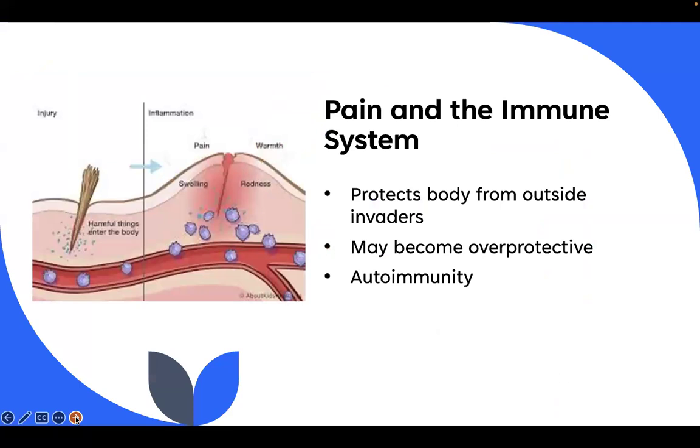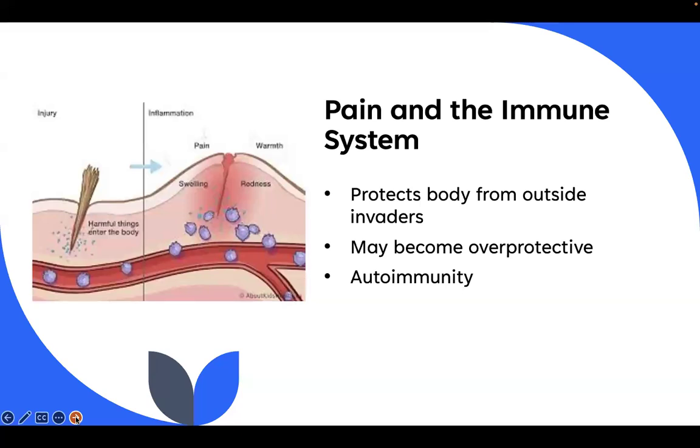Pain and the immune system. The immune system helps protect the body from outside invaders, right? It protects against bacteria, viruses to avoid a potential infection. And one way the immune system provides protection is through inflammation. Inflammation is a reaction that happens when tissues are injured, and damaged cells release chemicals that cause swelling and attract immune cells to come and essentially eat the dead or damaged cells. This process helps with healing.